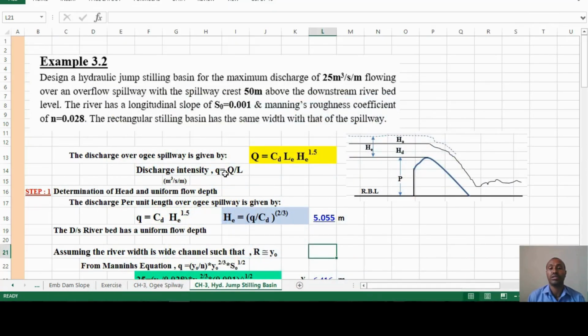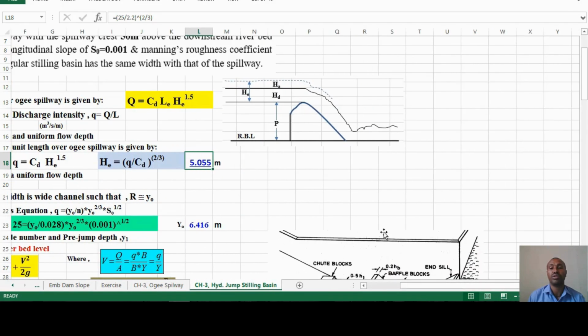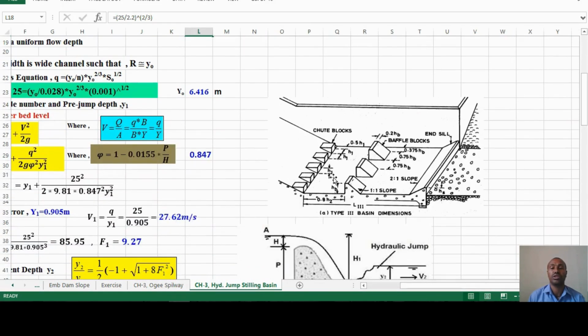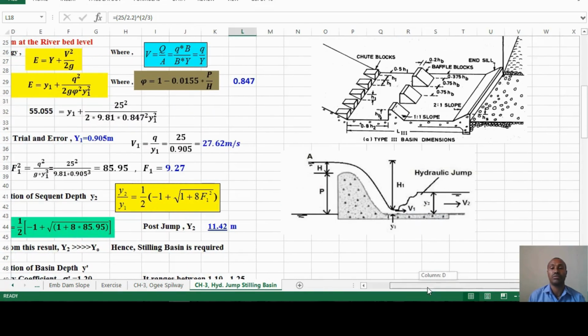Discharge intensity is given by small q, capital Q over A. This is the spillway crest cross section. Step one, determination of head and uniform flow depths. You have the effective head; calculate the effective head, you get 5.055. Once you get this value, the downstream river bed has uniform flow depth. After jumping, the flow will attain uniform flow depth. This is the stilling basin, then it goes in the downstream direction, where it will attain uniform flow depth after the jump.